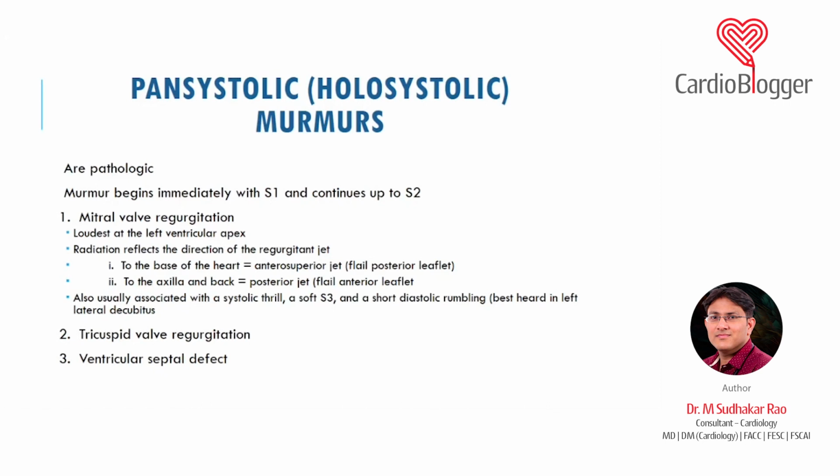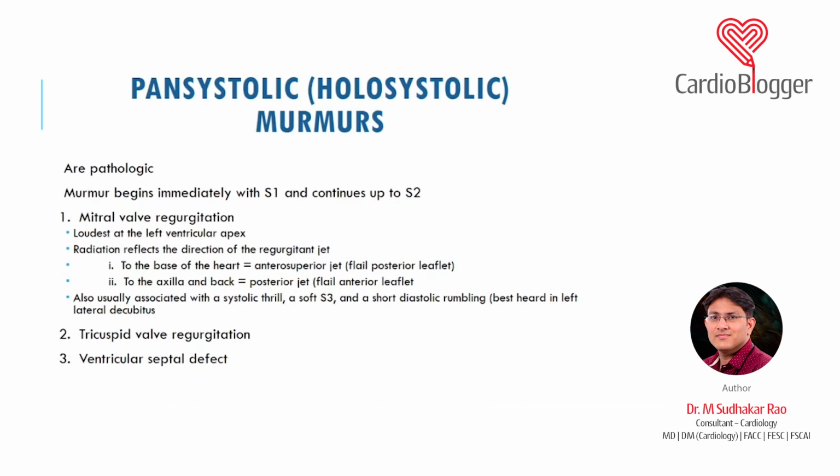Because an MS MDM is more likely to produce a thrill than an MR murmur, because in MR the blood flow goes from LV to the LA, which means it is going posteriorly. When the blood is going posteriorly, it doesn't produce much of a thrill. Whereas in MS, the blood is from the LA to the LV, so when the blood is coming anteriorly, you are more likely to get a thrill. So MR is less likely to produce a thrill, the LA being a posterior chamber. So that is one of the things.